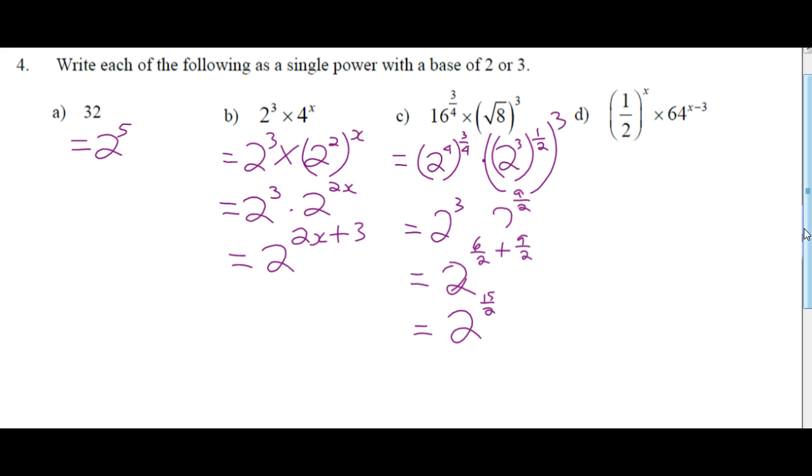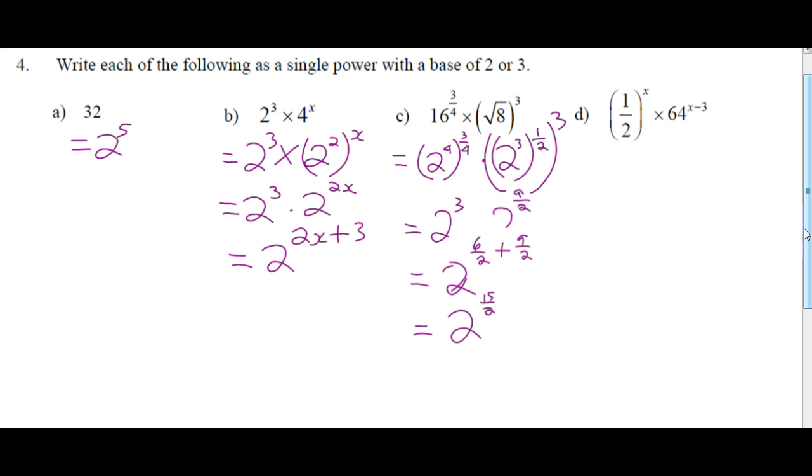Okay, so write each one. It's a single power now with a base of 2 or 3. In this case, a base of 2. So it's 2 to the 15/2. And we're just going to leave it like that. Now it's a single power.